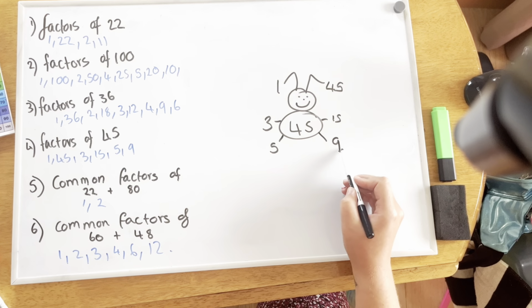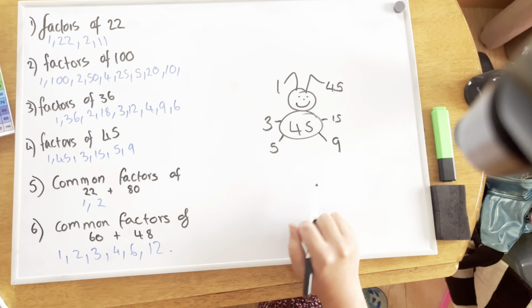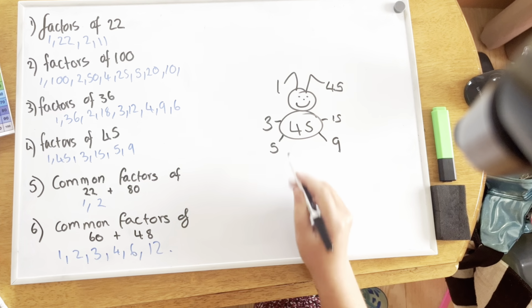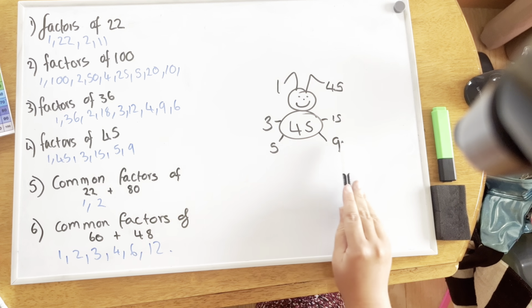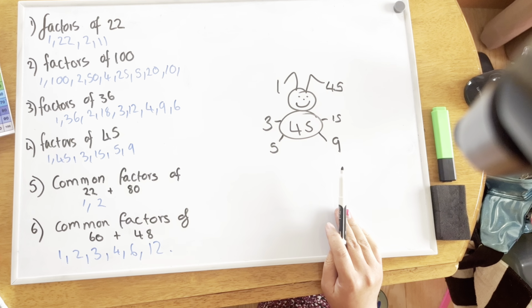And then we're at 9. So again, we've switched around so we know that we found all of our factors. So our factors of 45 are 1, 3, 5, 9, 15 and 45.